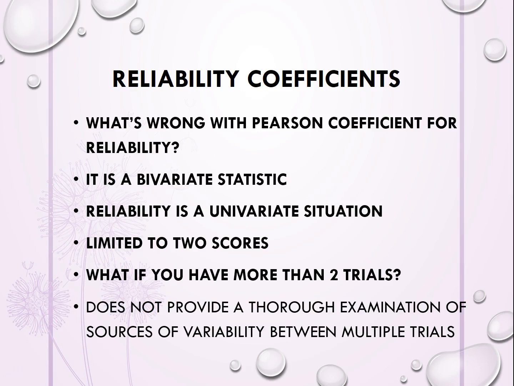What's wrong with Pearson coefficient for reliability? 1. It is a bivariate statistic. In other words, interclass correlation is not appropriate for establishing reliability because two values for the same variable are being correlated. Reliability is a univariate situation. 2. Pearson coefficient is limited to 2 scores. What if you have more than 2 trials? 3. Pearson does not provide a thorough examination of sources of variability between multiple trials.